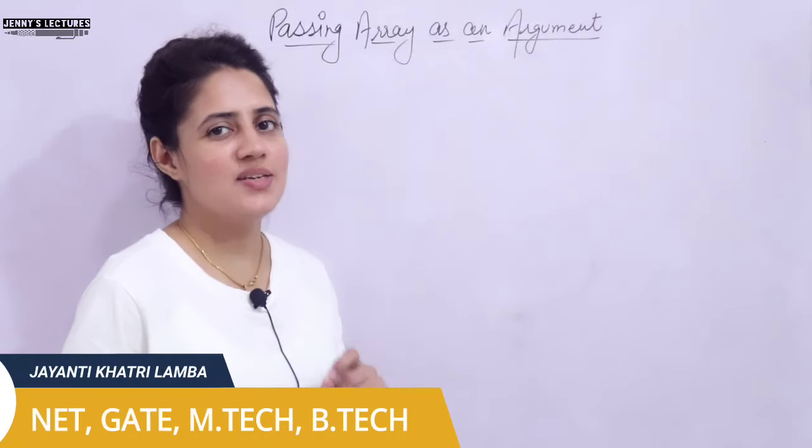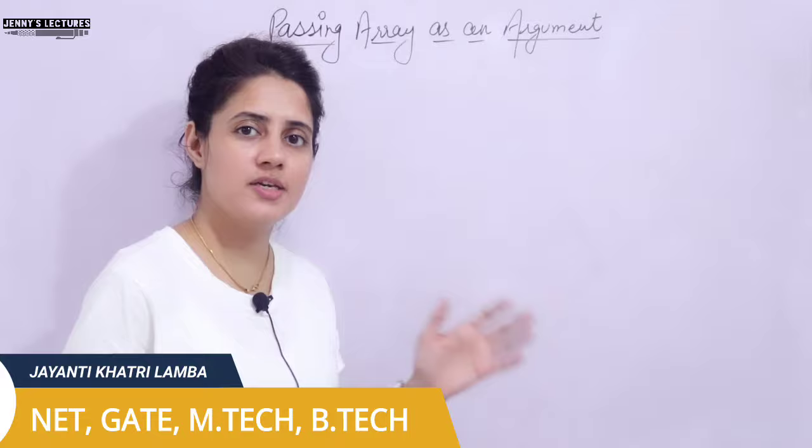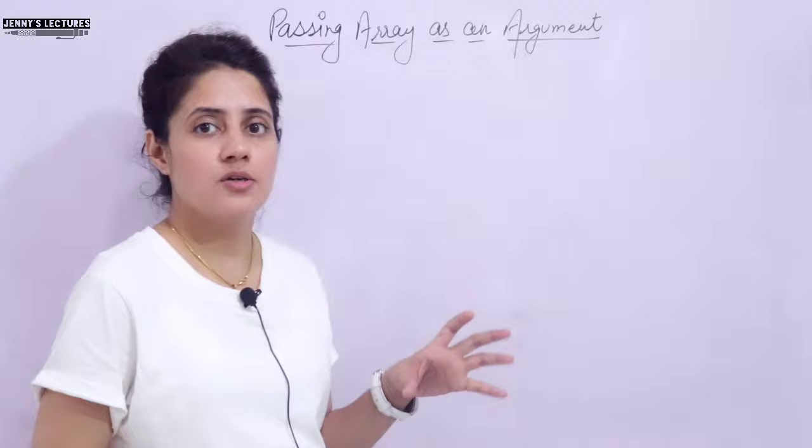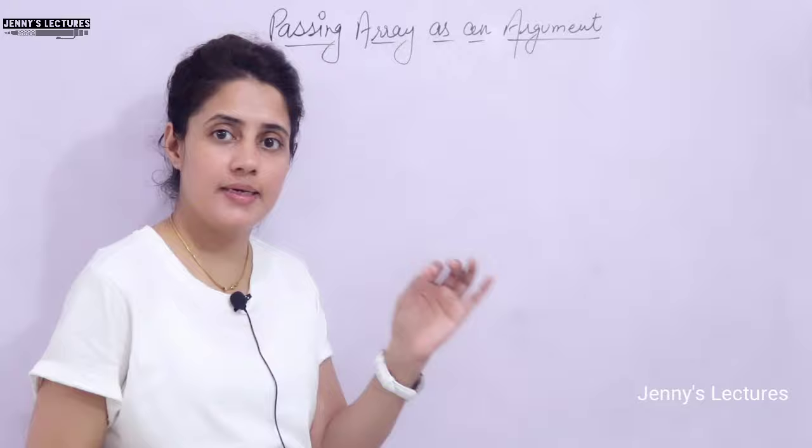So in the series of learning C programming, we are discussing functions in C. We have discussed some previous year GATE question papers in the previous videos on functions, right? And till now, when we were passing an argument in a function, what have we passed? Either an int variable or a float variable or a single character variable. That's it, right? As an argument.